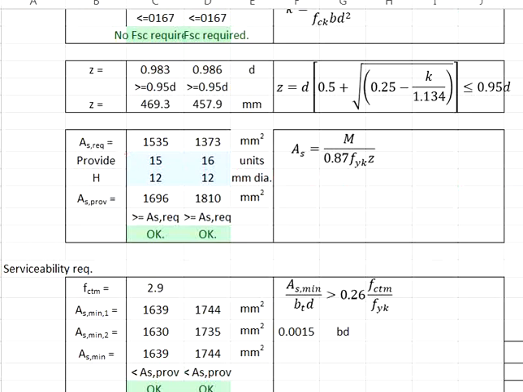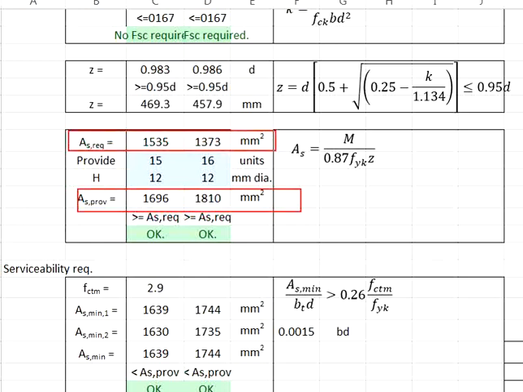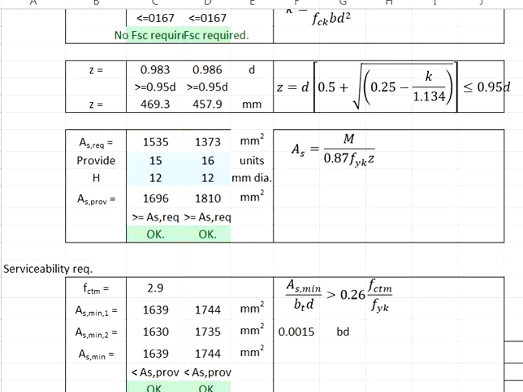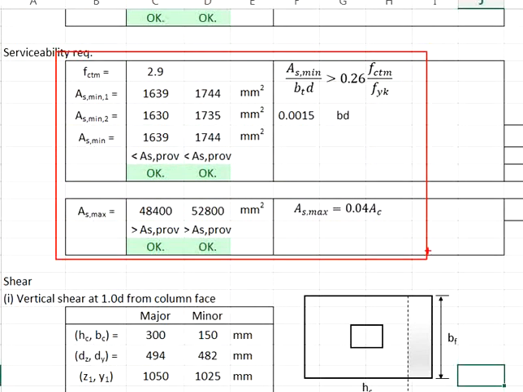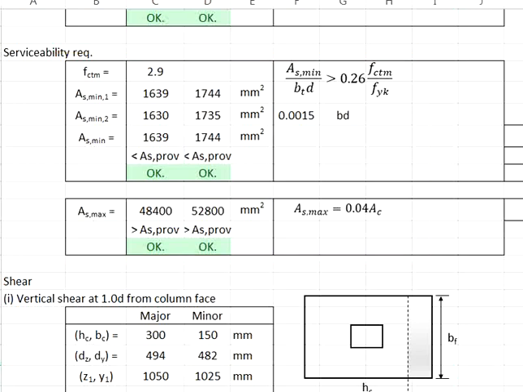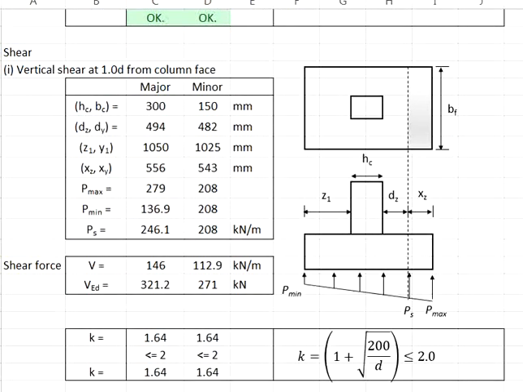We need to provide a sufficient amount of reinforcement bar so that the As provided is greater than the As required. And then we need to check the As provided, making sure that it falls within the range of the maximum and the minimum bar areas. Once this is completed, our next step will be checking the shear resistance of the pad footing. We're going to discuss this in this video.